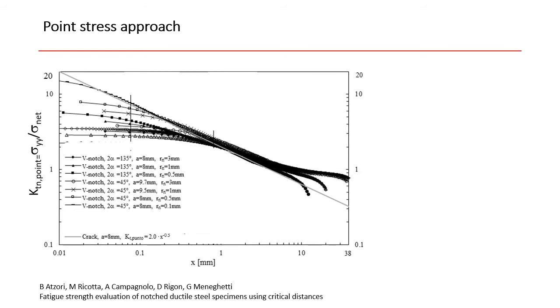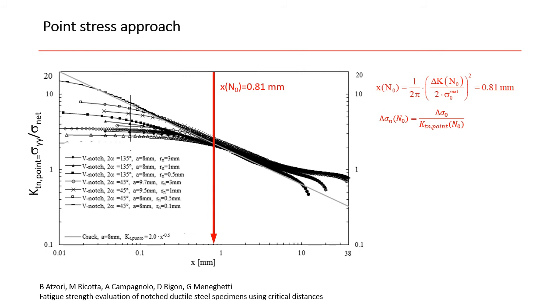In this slide, the Kt endpoint versus distance from the notch tip trends evaluated by means of linear-elastic finite element analysis are plotted. The gray line represents the stress field of a crack having a length equal to 8 mm, normalized with respect to the applied stress. We can see that the normalized stress fields of notch geometries are comparable to that of the crack, while close to the notch tip the stress field is controlled by the notch radius. And then, if we adopt the critical distance evaluated by considering N0, we are working in a zone where the stress fields of notch geometries are comparable to that of a crack. And then we can calculate the fatigue strength of notch geometries in terms of net stress range, simply dividing the fatigue strength of plain material by the relevant Kt endpoint of the notch geometries.